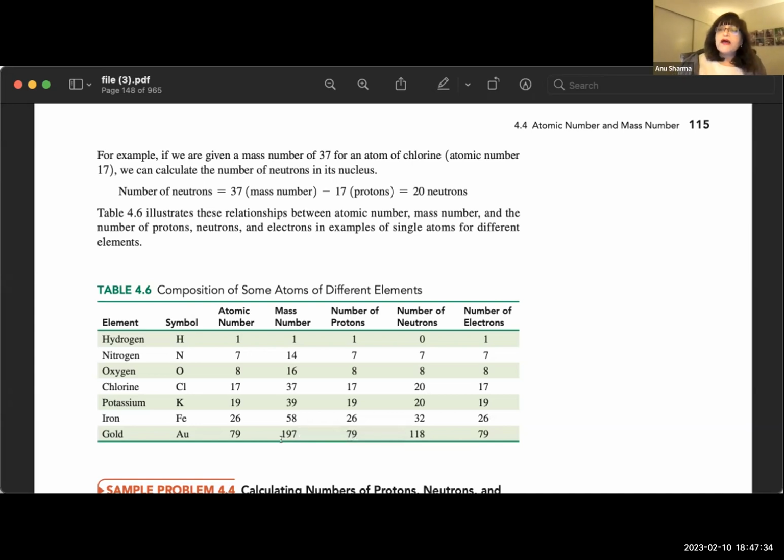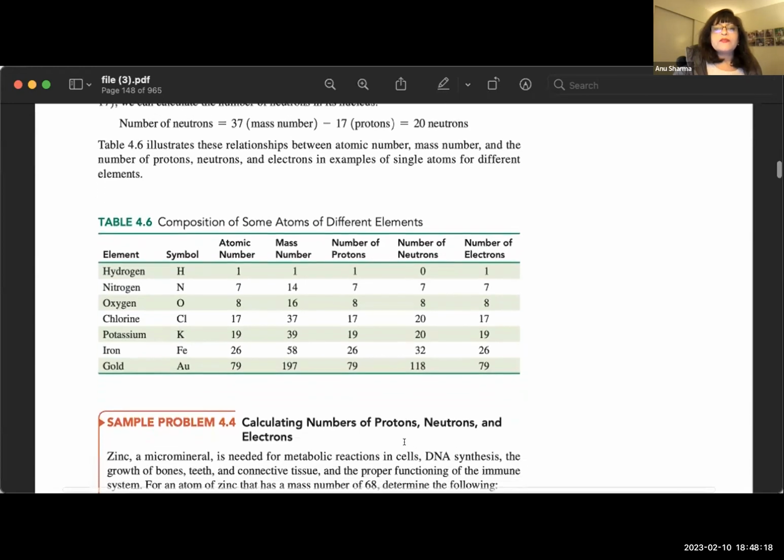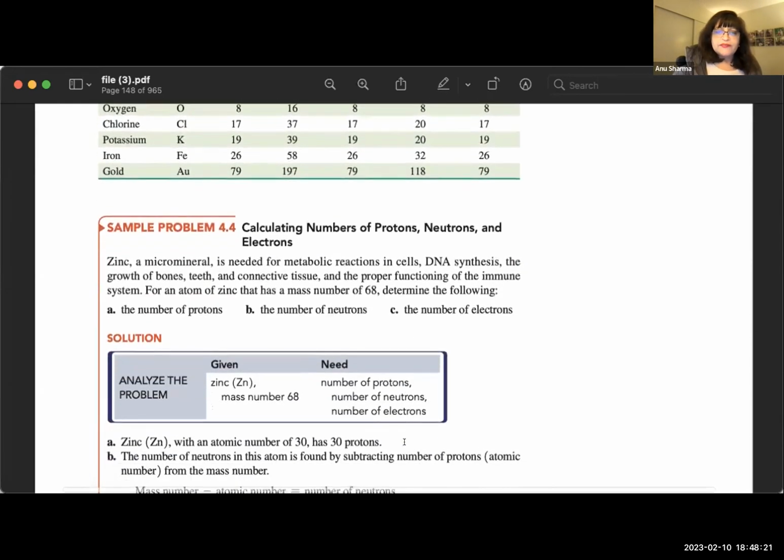Now comes the scenario where you have the number of protons. The number of protons in the atomic number is the same, 79 and 79. Electrons is also the same, 79 and 79. But the number of neutrons is the mass number minus the atomic number or the number of protons. So 197 minus 79 gives you 118. So 118 neutrons are there. Same is the case with iron. 58 minus 26, and you get 32 neutrons.